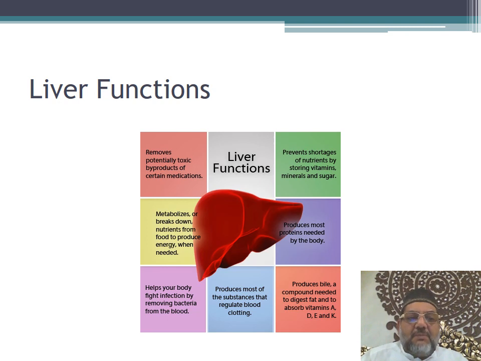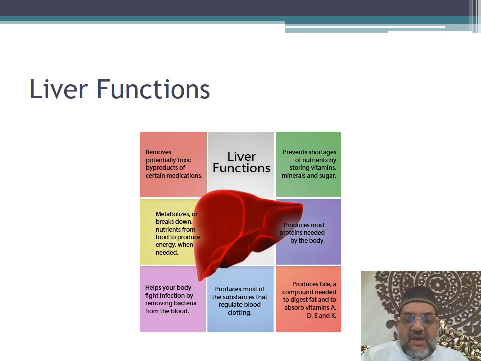Liver is one of the most important organs of our body. It removes potentially toxic byproducts of certain medications. It prevents shortage of nutrients by storing vitamins, minerals, and sugar. It produces most of the proteins which are needed by the body. It produces bile, a compound which is needed to digest fat and to absorb vitamins A, D, E, and K.